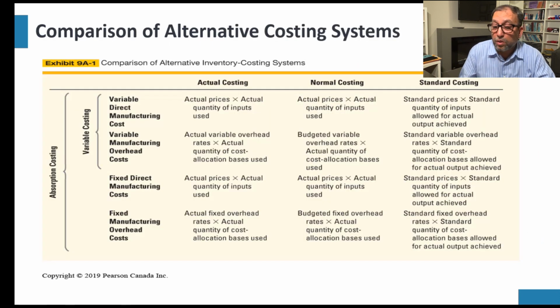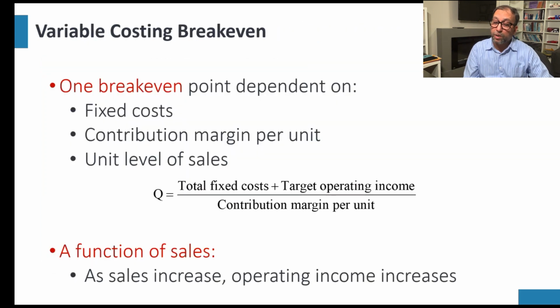So this is how actual costing, normal costing, and standard costing work under variable direct manufacturing overhead cost, fixed direct manufacturing overhead cost, and fixed manufacturing overhead cost. This table is explaining or comparing what we discussed so far. It's just a summary and brief comparison of the different costing methods: actual costing, normal costing, and standard costing under the variable costing method or absorption costing method.